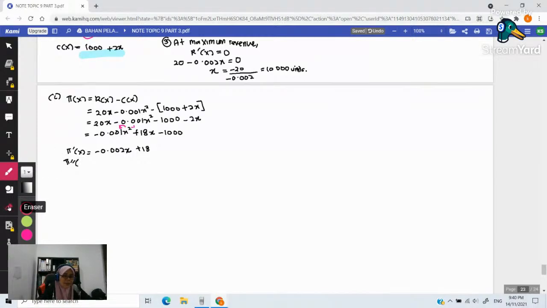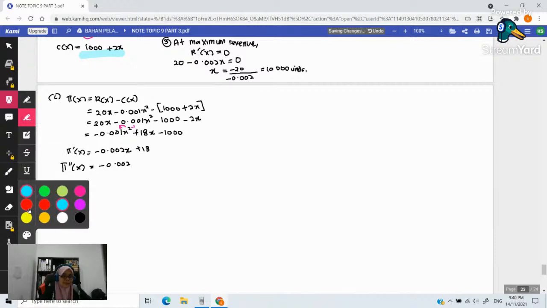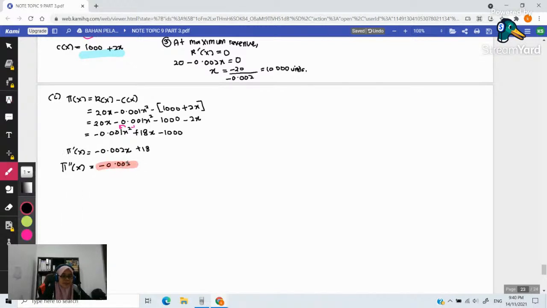What is your second step? We need to find the second derivative of profit, so we write pi double prime x. Differentiate again: negative 0.002. Since negative 0.002 is a constant, we can directly make a conclusion whether it is a maximum, less than 0, a minimum, greater than 0, or equal to 0. The answer is less than 0. Therefore, we write: maximum profit exists.